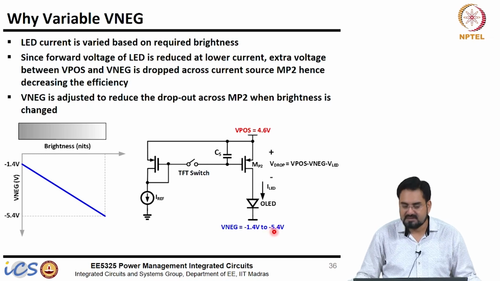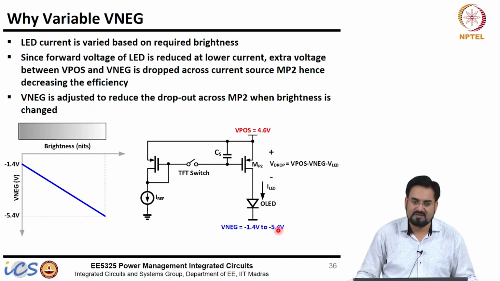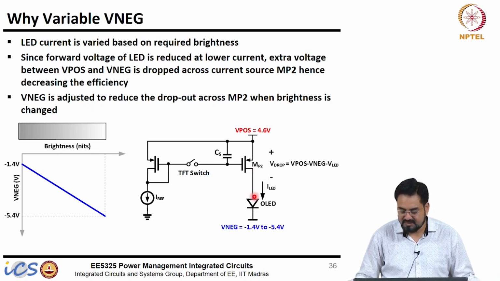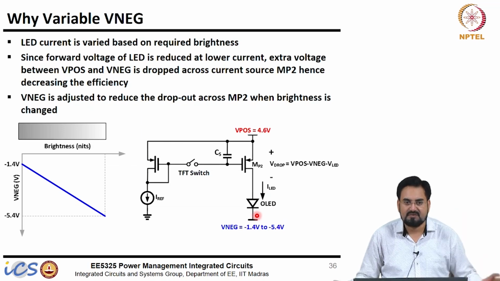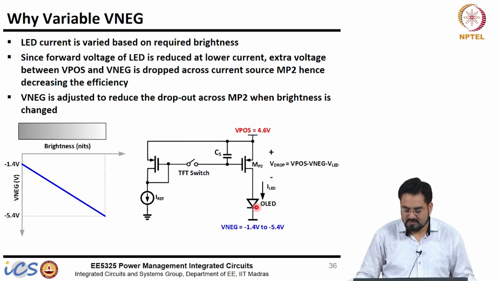So, 4 minus 5.4, or let us say minus 5 volt, you are getting 9 volt across this, correct. When I reduce the current, let us say the forward voltage is reduced to 5 volt. What does it mean? You need to reduce by 4 volt. So, when the forward voltage is 5 volt, you have 4 volt here, and you require a minus 1 volt only at the other end, not minus 5 volt. Your current will still be constant.